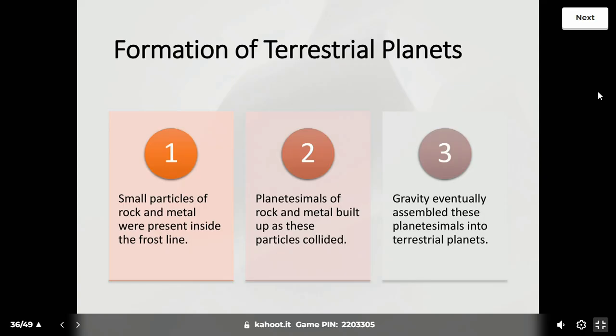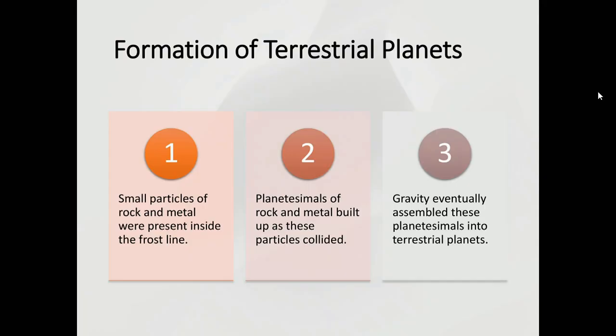So you have these rock and metal particles that are close inside of the frost line. Planetesimals are basically the building blocks of planets. So material around during the formation of the solar system, those particles will start to collide with each other, and eventually some of them will have a large enough gravitational pull that they'll collect a bunch of material and form a planet out of all of that material.